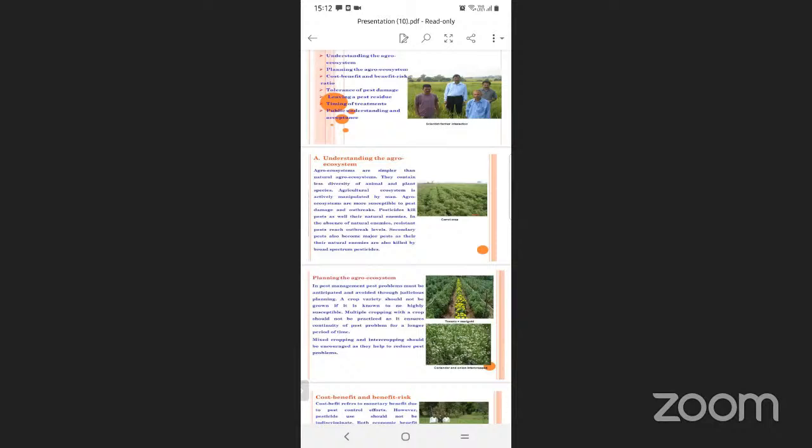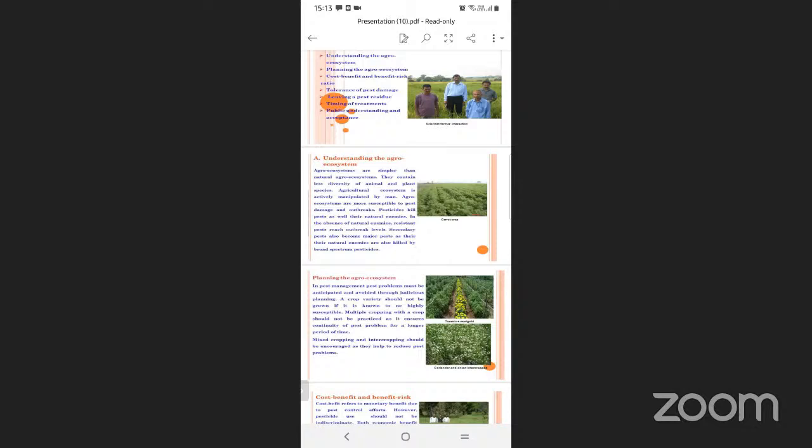So in the absence of natural enemies, resistant pests reach outbreak levels, and secondary pests also become major pests as their natural enemies are also killed by the broad spectrum pesticides. In this ecosystem, we have a food chain. One is dependent on the other, and the other is dependent on another. We have studied about the food chain.